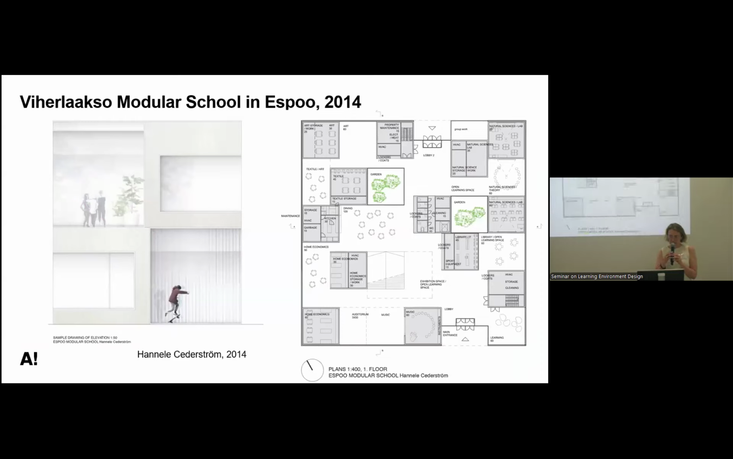And then one more example of these modular schools, by Hannele Cederström. She designed a simple square plan with a couple of inner courtyards. And in this open plan, there were some closed spaces, and she tried to design it so that the learning spaces would anyway have natural light, either from the outer wall or through these little courtyards.